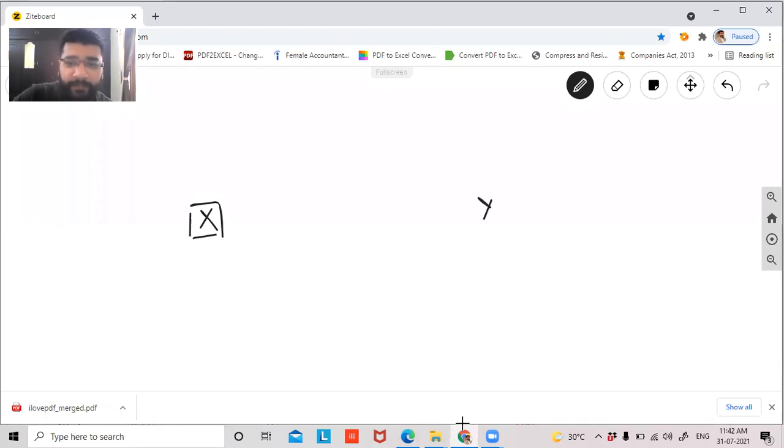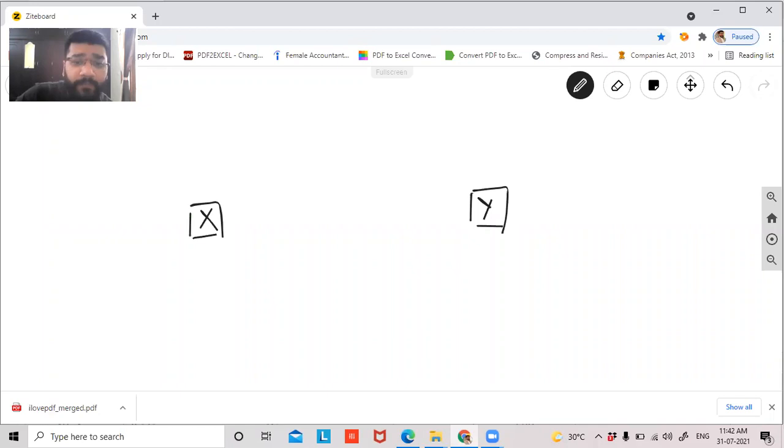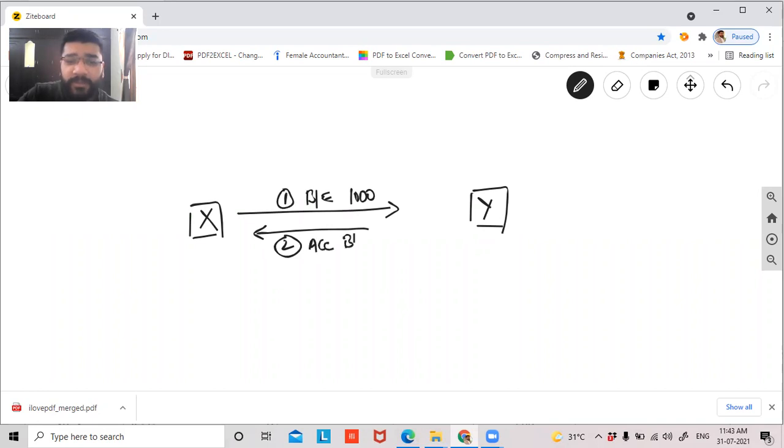This is X, this is Y. X draws a bill on Y. So transaction number one, bill of exchange. X is drawing a bill of exchange of 1000 rupees on Y, and Y is accepting and returning it back. Y is accepting the bill of exchange.